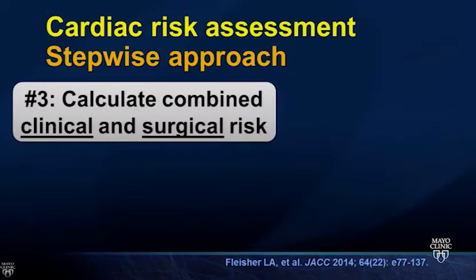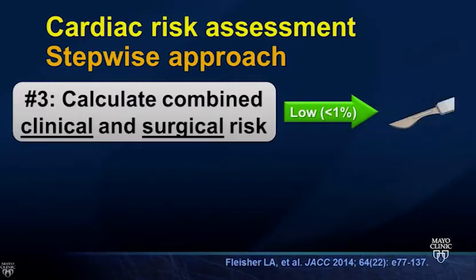So we calculate a patient's combined clinical and surgical risk, and if that is less than 1%, then you have a class 1 indication to move to the operating room. And I want to make an aside point that for the rest of the talk, if you see a green arrow or box, that's a class 1 recommendation. If you see a yellow arrow or box, that's a class 2A recommendation. If you see an orange arrow or box, that's a 2B recommendation. And if you see a red arrow or box, that's a class 3 recommendation. So I've used that color coding scheme from this point forward. So if they have low risk, you send them to the operating room.